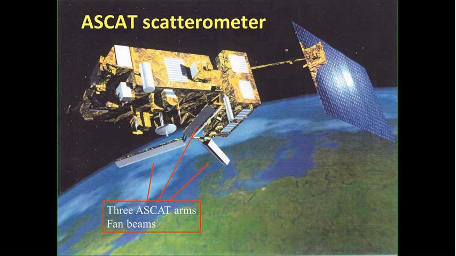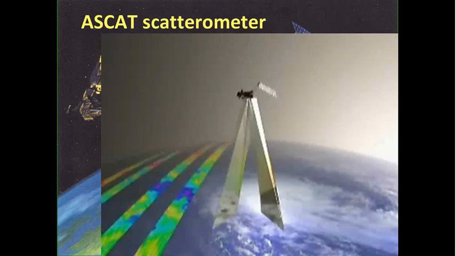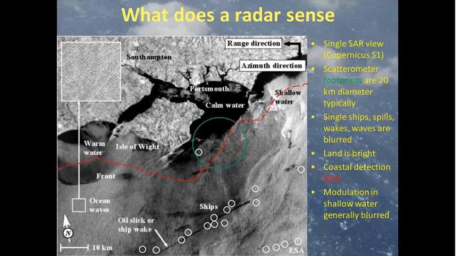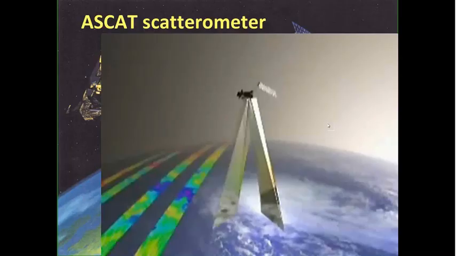And I will show a short movie, which I hope you can also hear, to see how these 6 beams point to the ocean surface and how, as the satellite is propagating, they make swaths of wind data. Oops, that did not work. Okay.